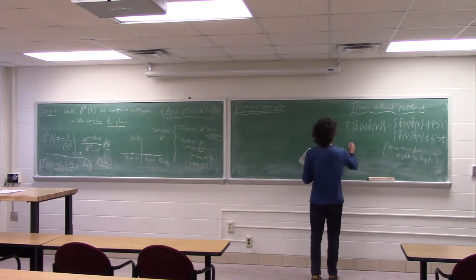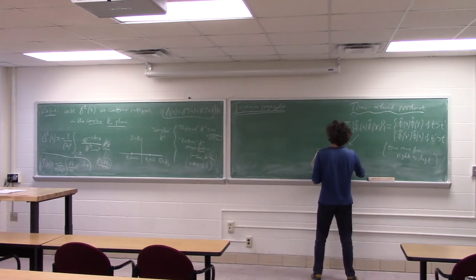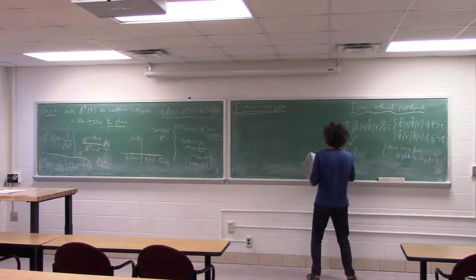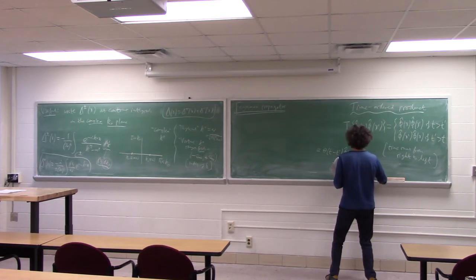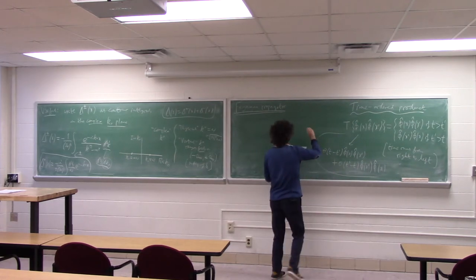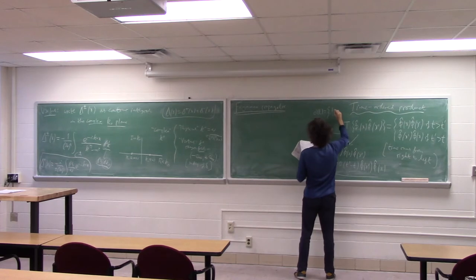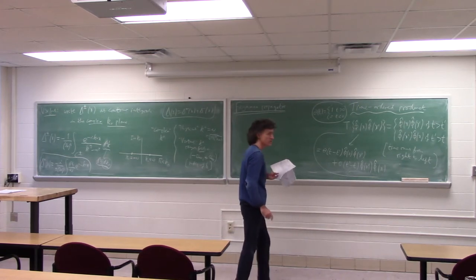Now, you can write this equally with the step function, theta of t minus t prime. Just giving a bit of notation. This defines a time-ordered product.